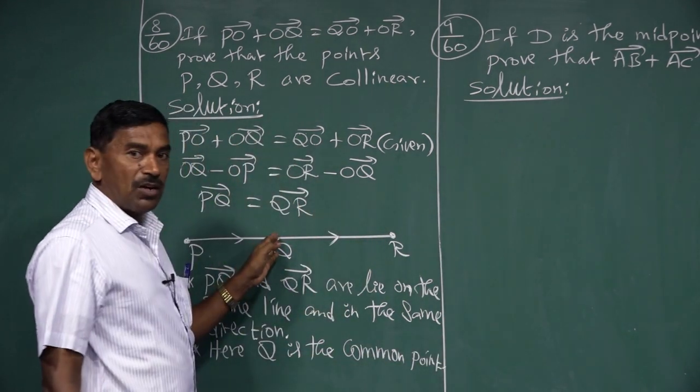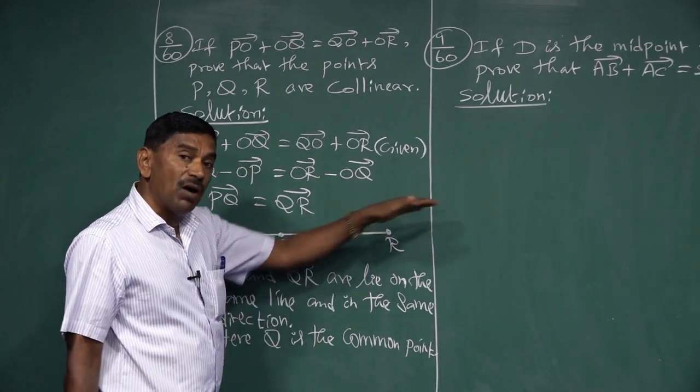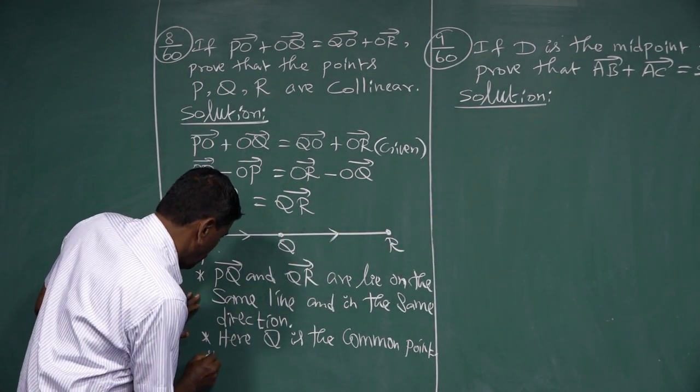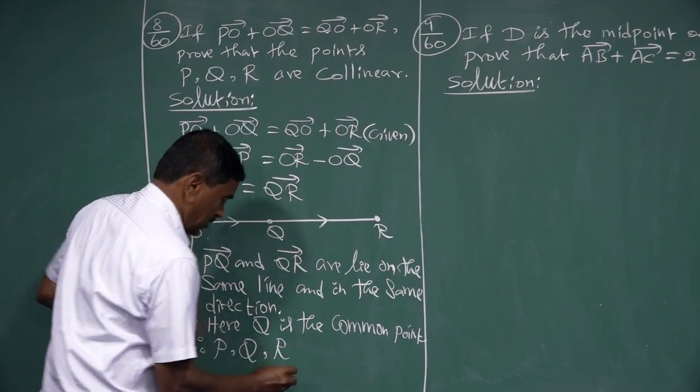Here Q is the common point. Therefore, P, Q, R are collinear.